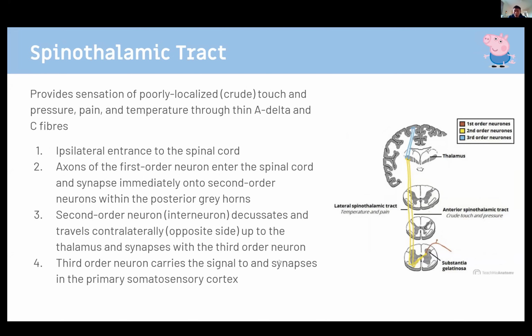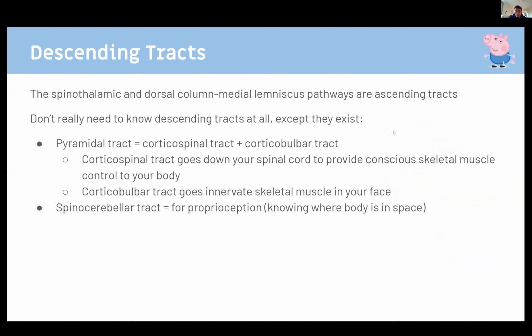So both of these tracts so far have been ascending tracts. So they carry information from your periphery up to your brain. Well, what descending tracts are is they carry information or signals from your brain to your body. So that might be telling your muscles to move, stuff like that. So you don't really need to know the descending tracts at all, except they exist and maybe know the name.